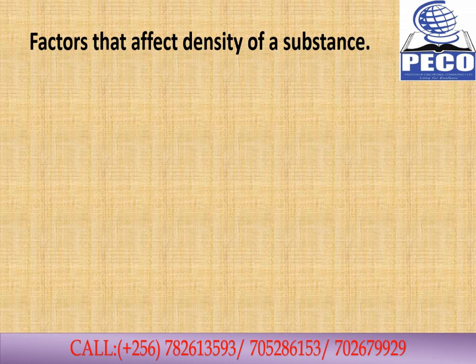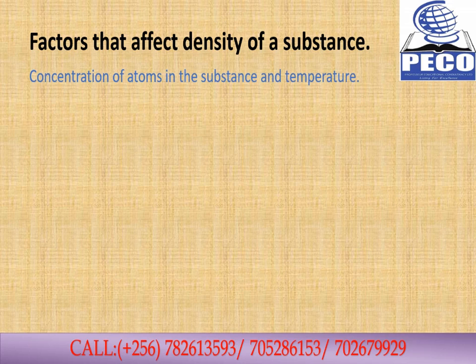So what are the factors that affect density of a substance? Of course, from the formula you saw that density is equal to mass over volume. So the mass and the volume are two factors which affect density, but there are others. Now let's look at the concentration of atoms in the substance and the temperature.